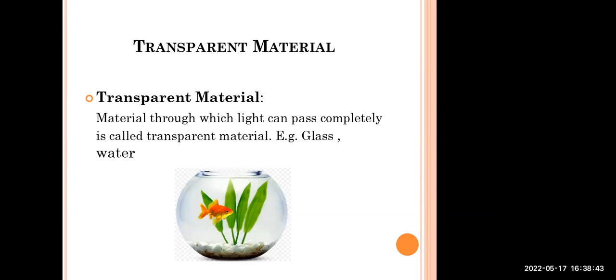To understand how a shadow forms, we are going to see three types of material. The first material is transparent material, the material through which light can pass completely. Examples are glass or water. We can see through the glass, we can see what is on the other side of the glass. We call it a transparent material.